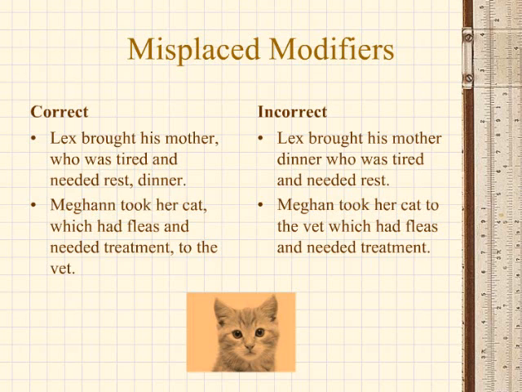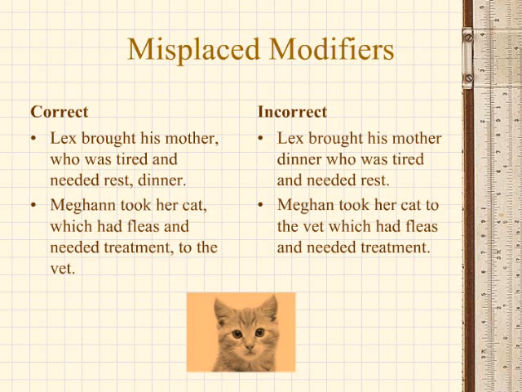The sentence reads as though it was the dinner that was tired and needed rest, when really we can assume it was Lex's mother. Misplaced modifiers are descriptions that are not placed next to the thing they describe. In this case, we're discussing Lex's mother, so the description about her being tired needs to be placed next to her. Look at this. Lex brought his mother, who was tired and needed rest, dinner.